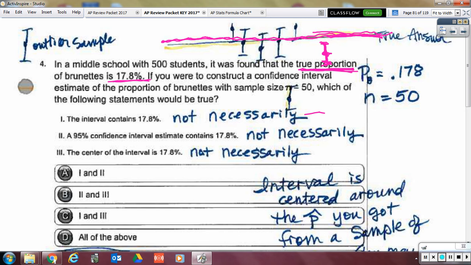95% of all of the 95% confidence intervals will contain it. Yours doesn't necessarily. Okay, how about this? Is the center of your interval, is your p-hat 17.8%? Not necessarily. Your p-hat's this number way down here. Okay? All right.